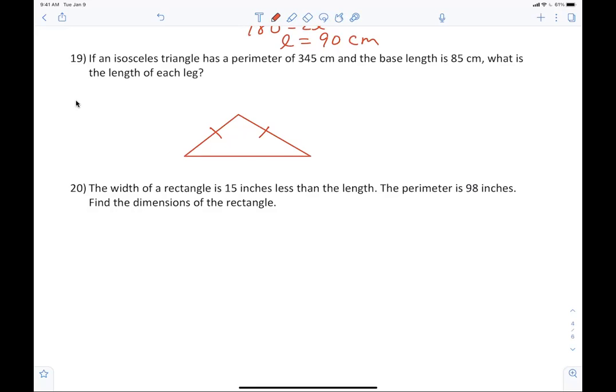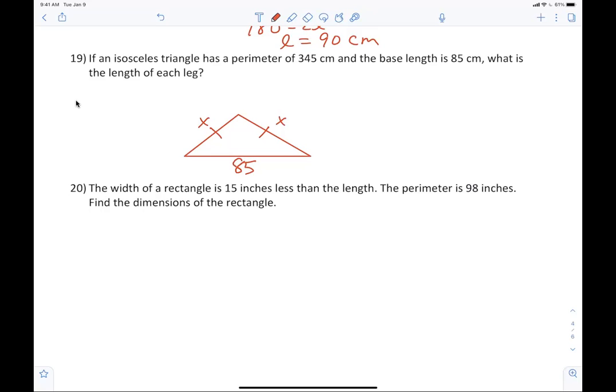All right, so the base is what? 85. So what are the other two sides? X. All right, so I need the equation. Since you messed that up, Trey, write the equation now. Don't tell me you don't know. I'm asking for the perimeter. What does the perimeter mean?